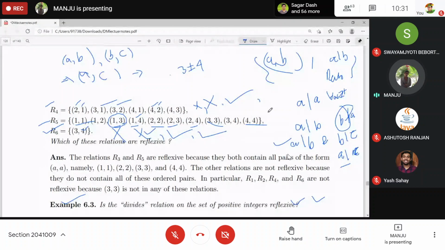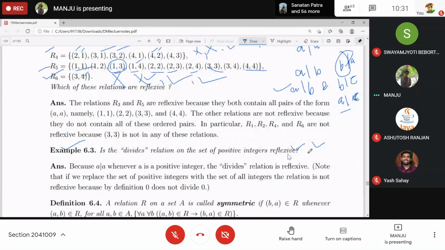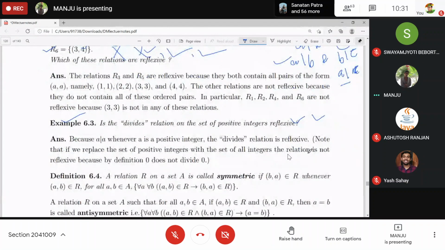And what about antisymmetric? It is antisymmetric, right? So for non-equality, you have only one pair present. That is, at least one pair is not present. That is the point.